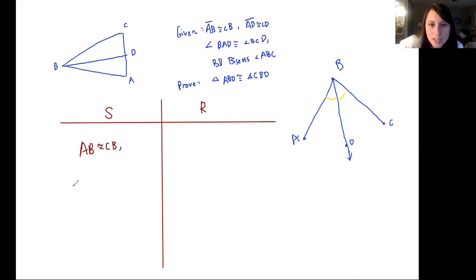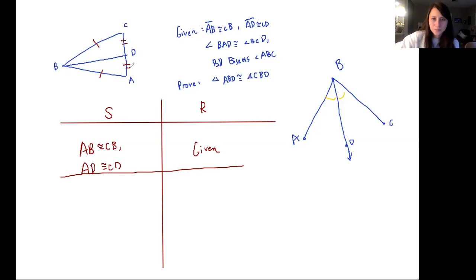And then AD is congruent to CD. So that's given. And let me look at what's going on. So I'm going to mark it on my picture. AB and CB, those are congruent. And then AD and CD are congruent.